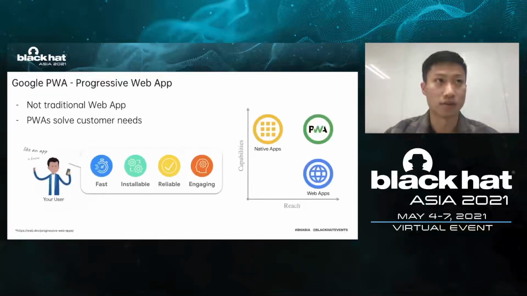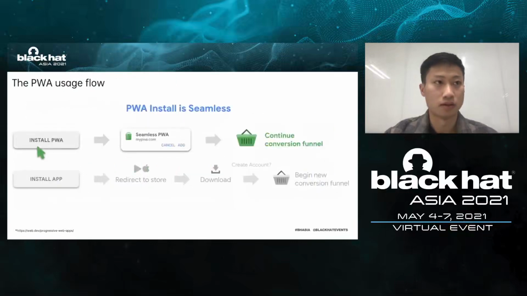Google PWA app is not like Instant App or App Clips. It's a web app, but it's not a traditional web app. PWA also aims to solve customer needs. It is fast and installable, reliable, and engaging. You can see the picture in the right panel. PWA is different from the traditional web app. And this is a basic PWA usage flow.